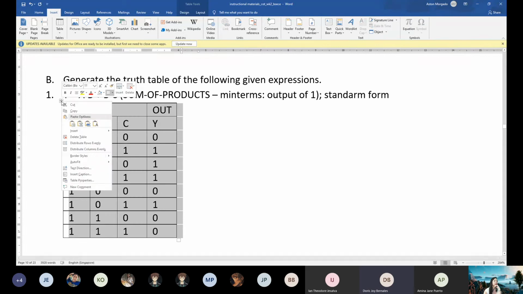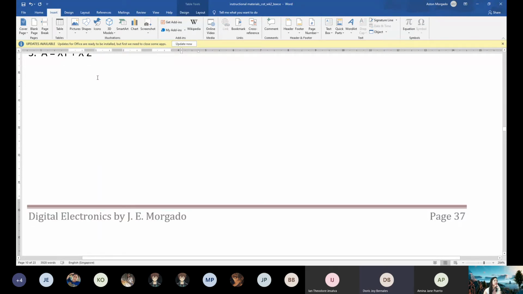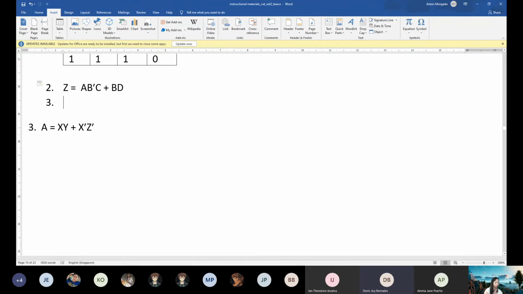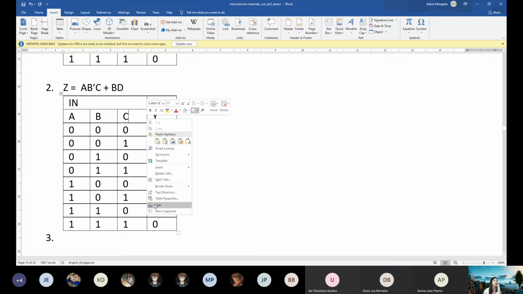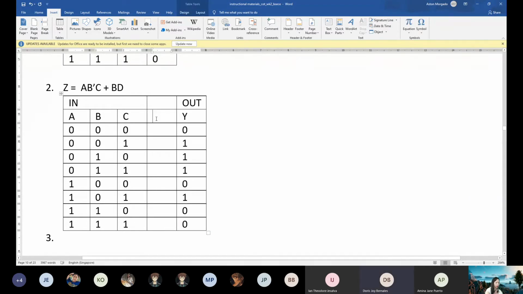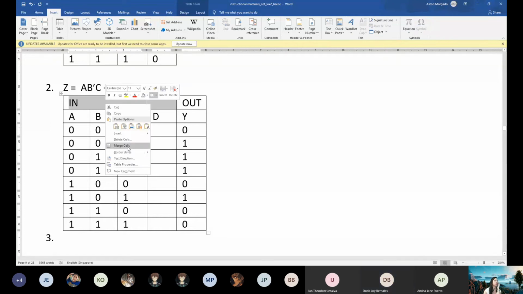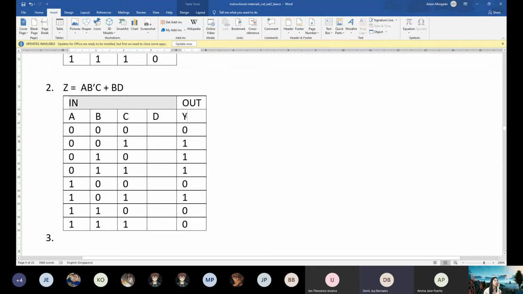What are the inputs? A, B, C, and D. Okay, so we shall have inputs A, B, C, D. And the output? Z. Okay, so we have an output of Z.